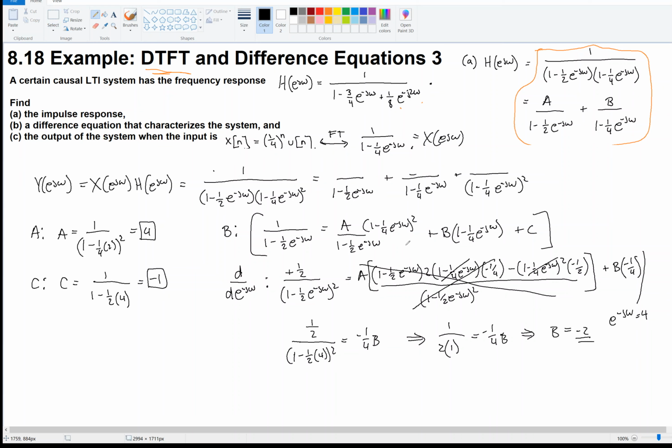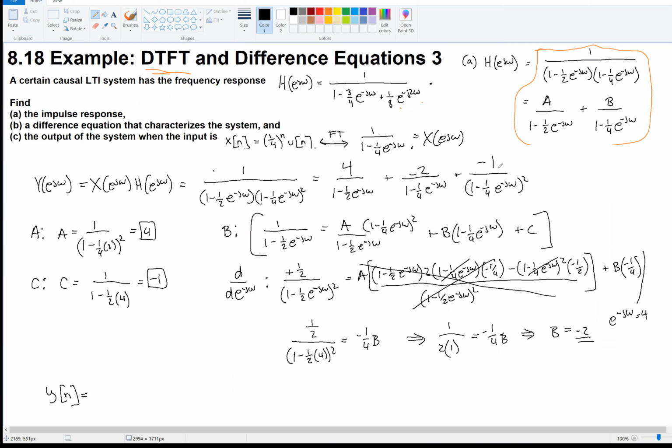By the way, to summarize what we did here to get b, we multiplied by b's repeated root, which was the square, took the derivative, and then set what makes b's derivative equal to 0. So we found a to be 4, we found b to be minus 2, and we found c to be minus 1. That's the output spectrum, and then we need to take the inverse transform of that.